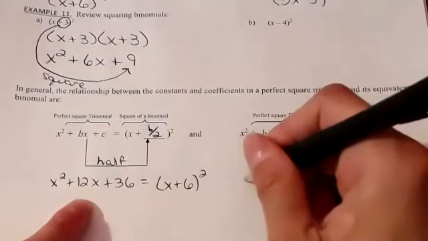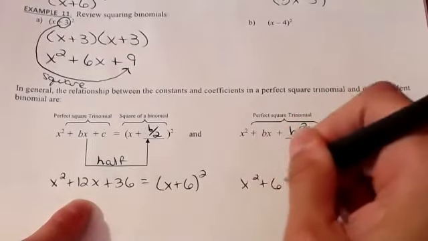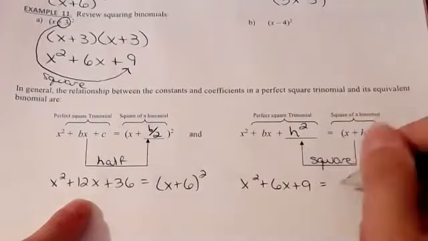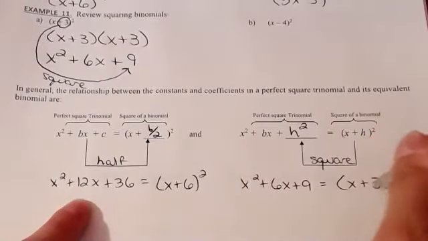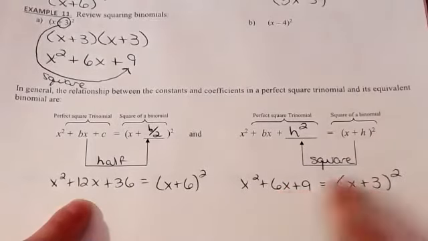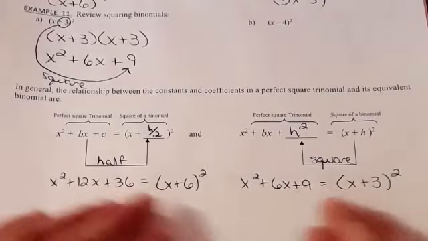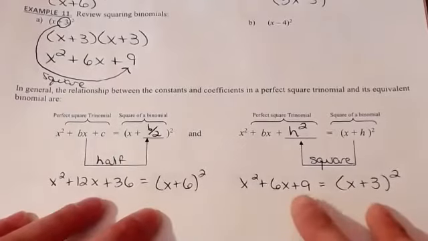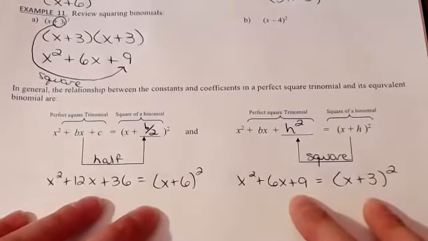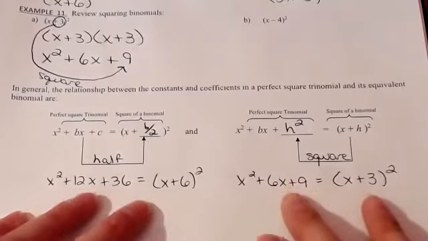I'm going to write the other one as well, x squared plus 6x plus 9. We know that this is x plus 3 squared because half of 6 is 3. And we also know that 3 squared is 9. So it checks out. These are exactly identical to each other. We can verify that. It's really important to be able to go back and forth. Okay, let's turn the page.